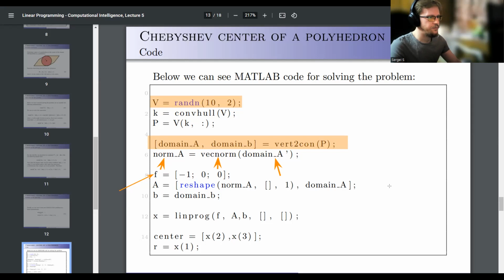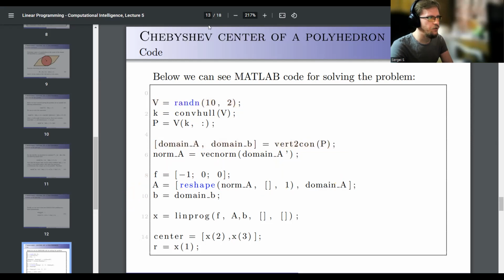Next, what we do is we get our A matrix, which is made out of norms of A, shaped as a vertical line, concatenated with the original A matrix. So this is concatenation. This reshape is just saying make it vertical: first dimension anything, second dimension 1. So this is how it works. And this is a concatenation with matrix A.